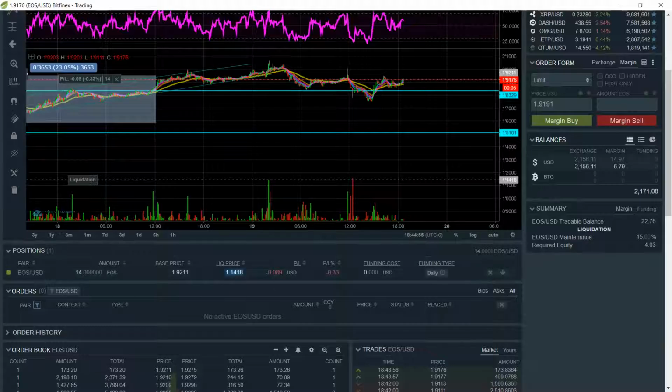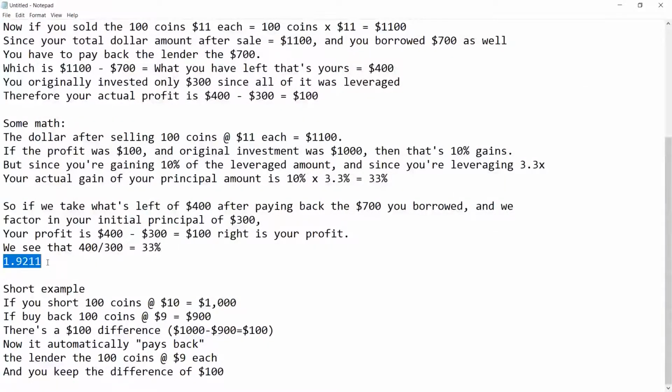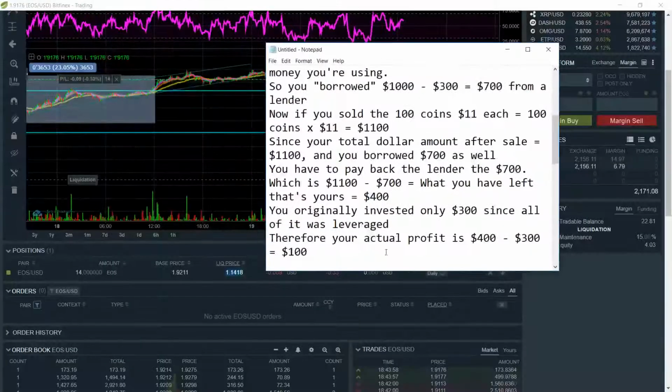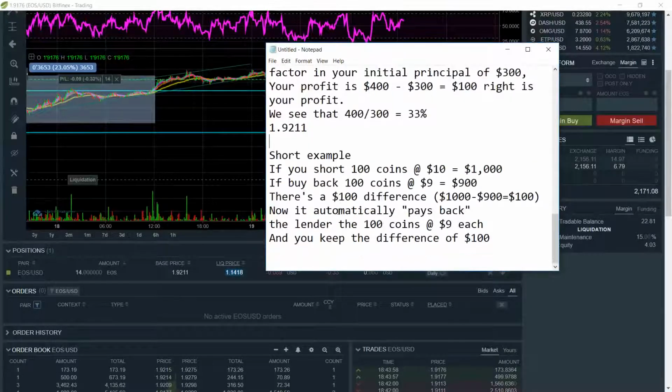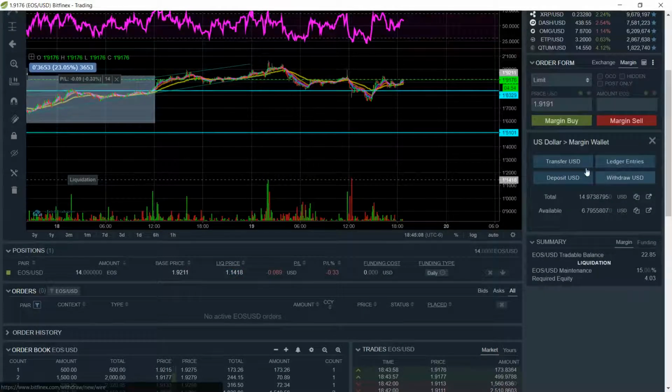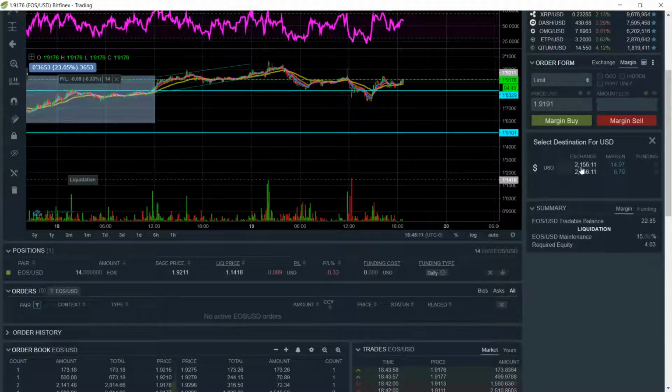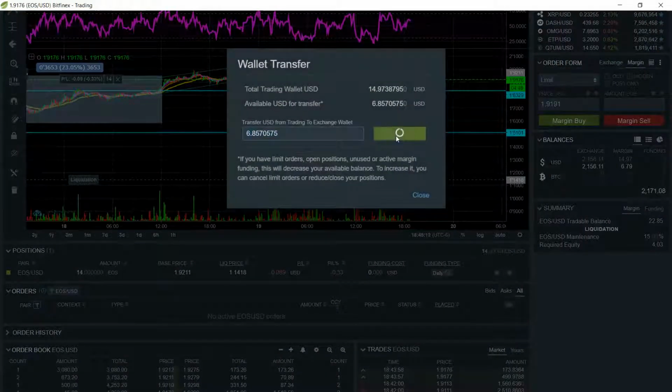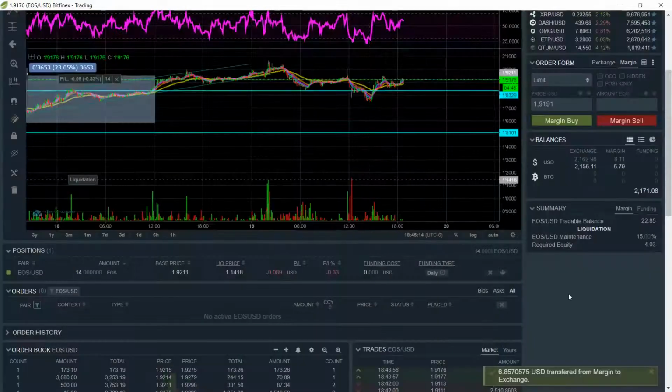Watch, it's 1.4, or what was it before? I wrote it. So right now, just as an example, I'll write it down here. My liquidation price is 1.1418. So let's say I transferred all of my balance that I could transfer to here. Let's just say 679, sure, whatever. I'll refresh the page. We see 1418 here.